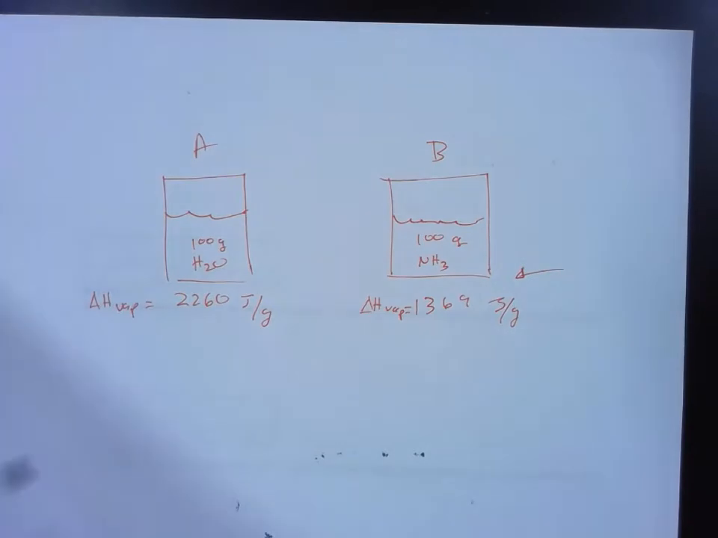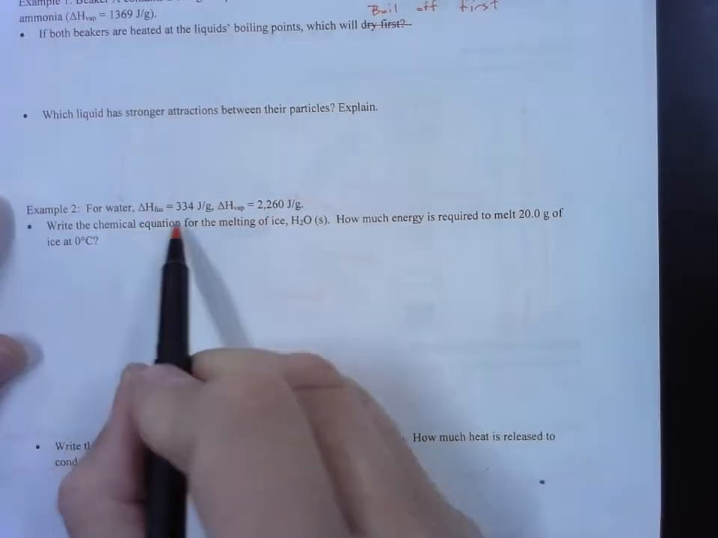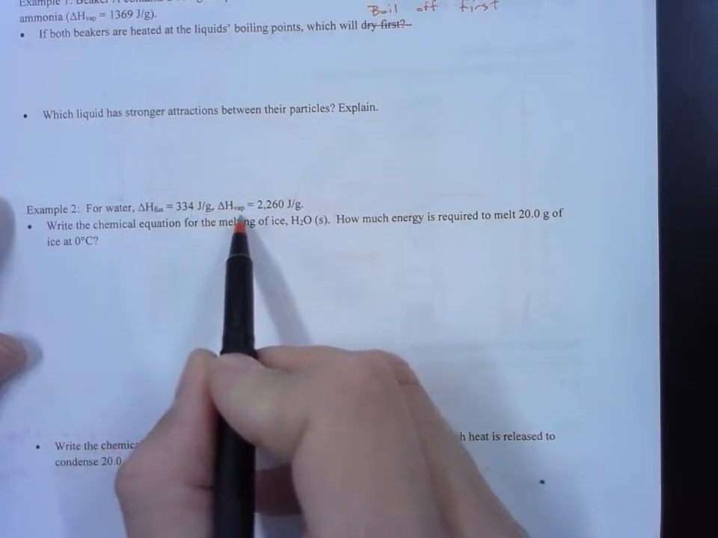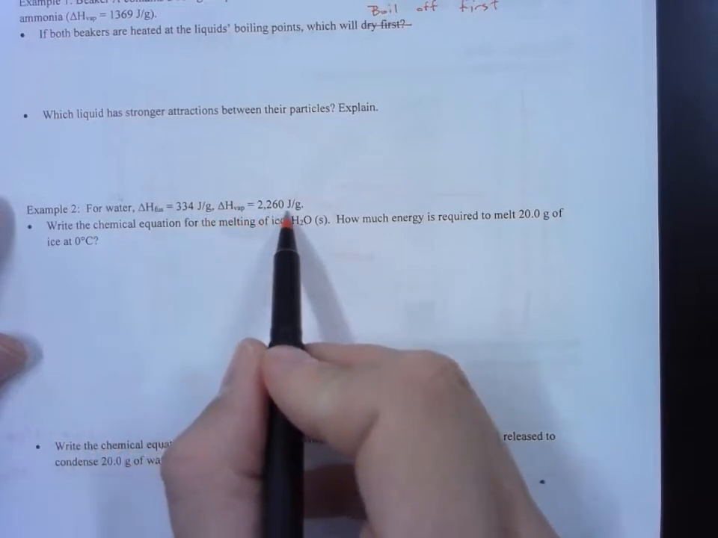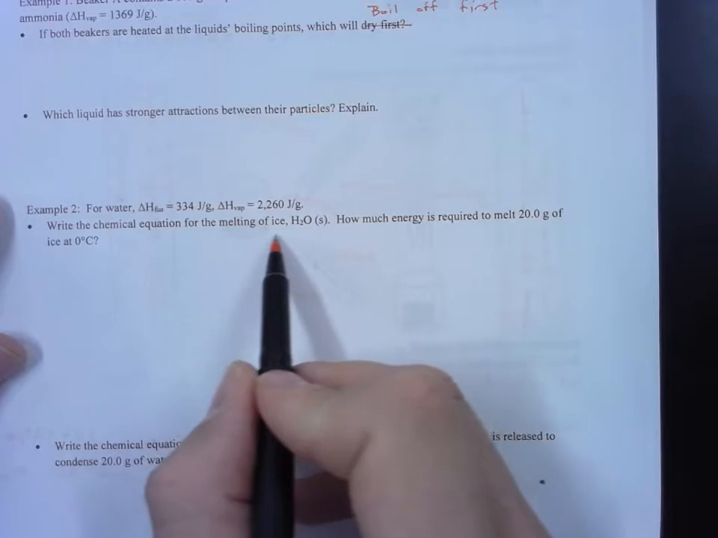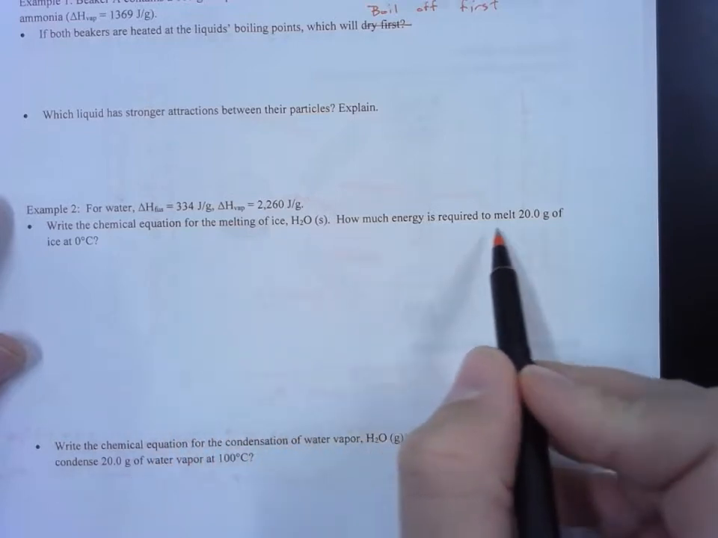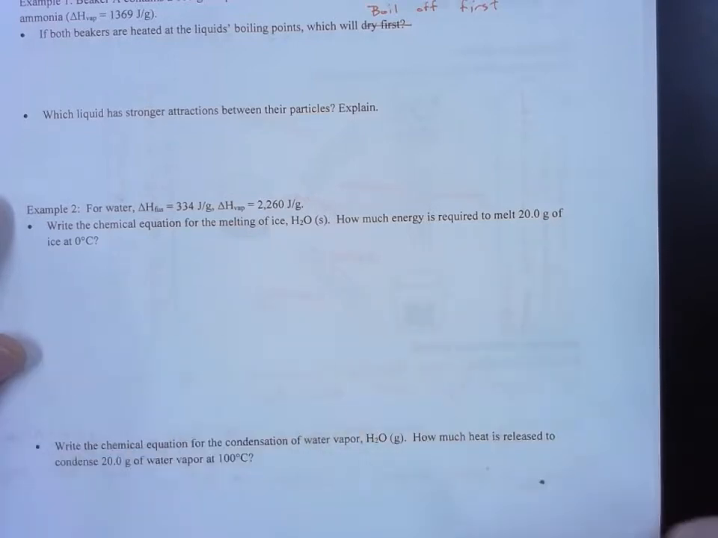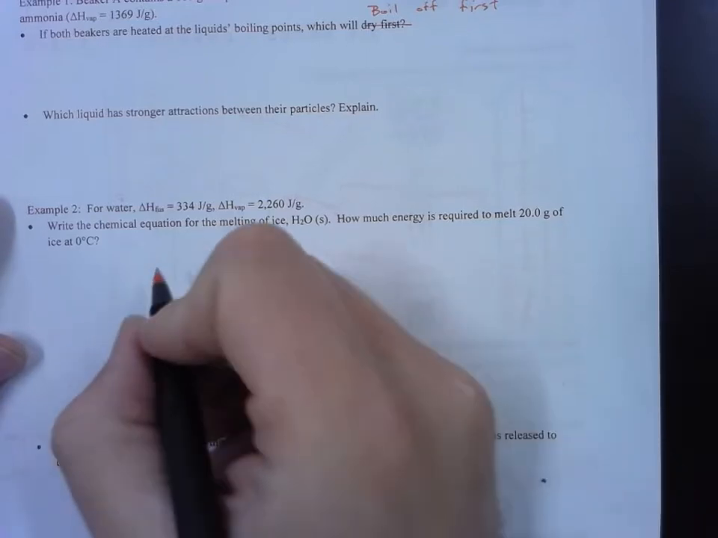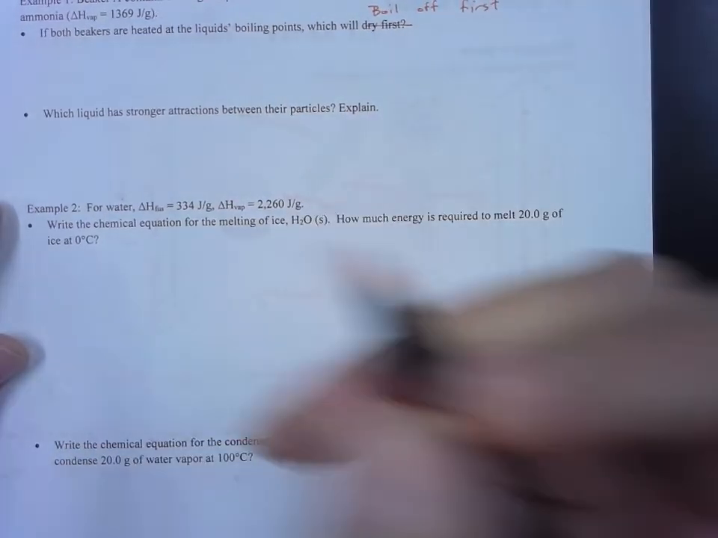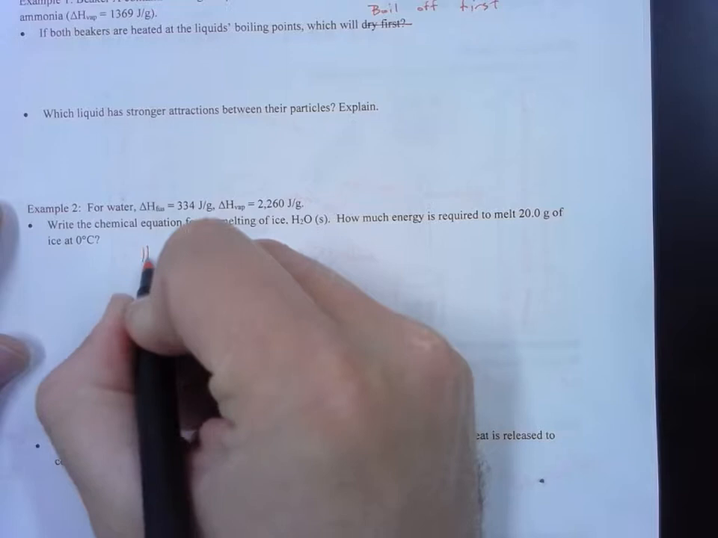Okay, next up. For water, the delta H of fusion is 334 joules per gram, and the delta H of vaporization is 2260. Write a chemical equation for the melting of ice. How much energy is required to melt 20 grams of ice at 0 degrees Celsius? Well, you can look back in your notes if you want, but think it through carefully.